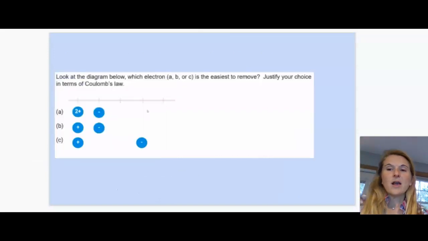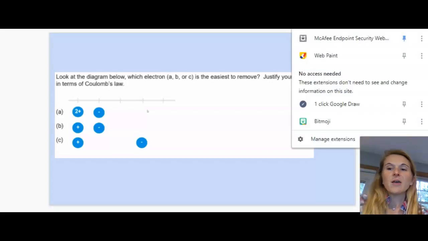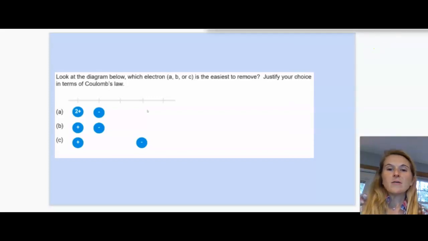Let's give a look here at this one. Look at the diagram below. Which electron, A, B, or C, is the easiest to remove? Justify your answer in terms of Coulomb's law. So let's take a look here.